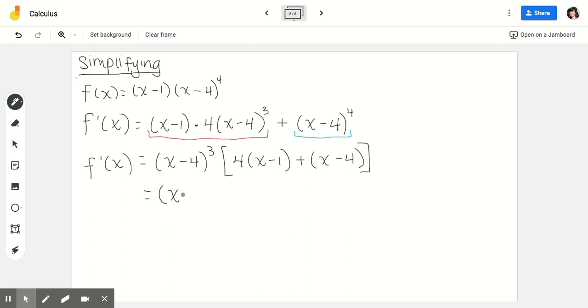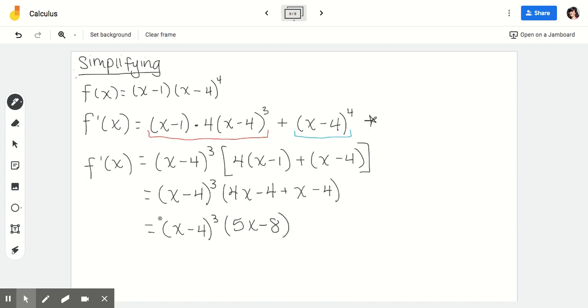From there, I can simplify everything that's in the brackets because now there are no exponents on my quantities here. So this becomes 4x minus 4 plus x minus 4. If I simplify that even further, I get x minus 4 cubed times 5x minus 8. So even though we had the answer right here in this step, this is a much more simplified final answer. This is the one that you would find if you were to look up the solution.